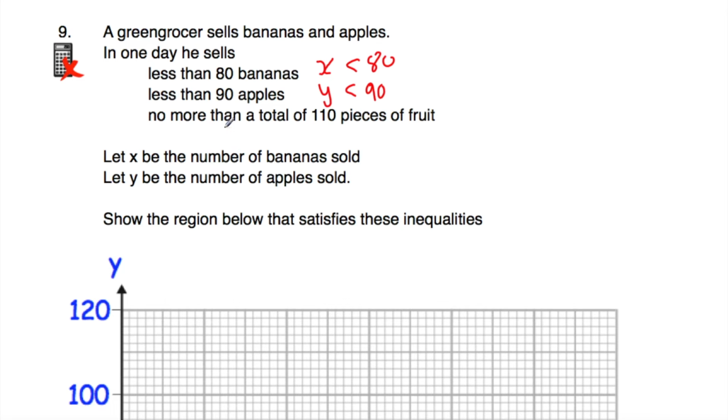And then also there's no more than a total of 110 pieces of fruit sold. So that means that X plus Y is going to be less than 110. So we have got our three inequalities. Now we just need to draw those on the grid.